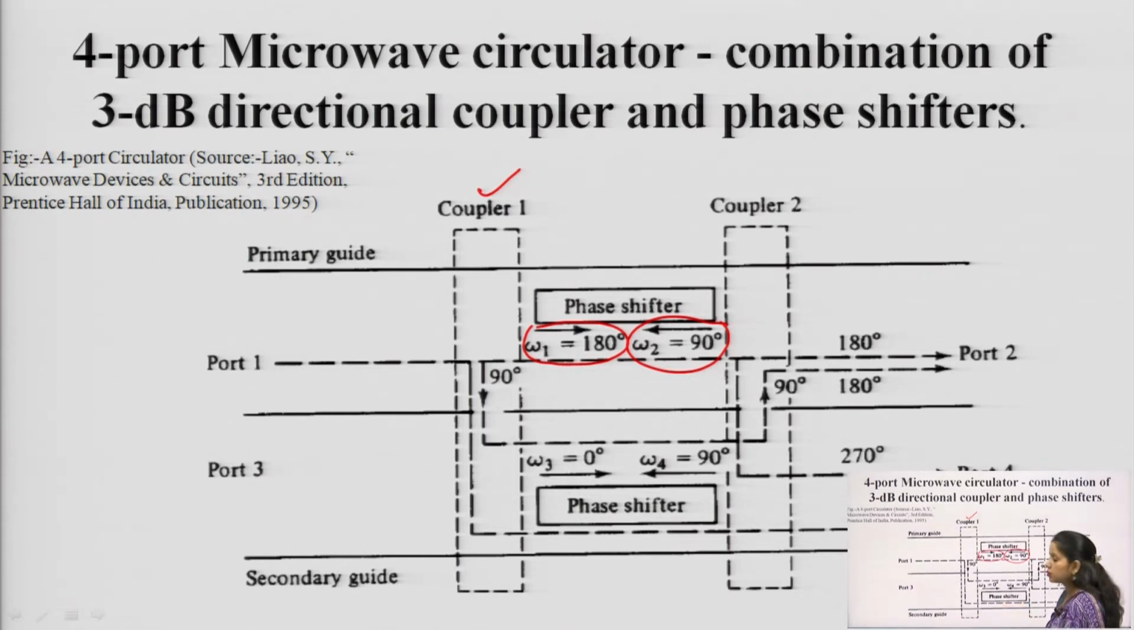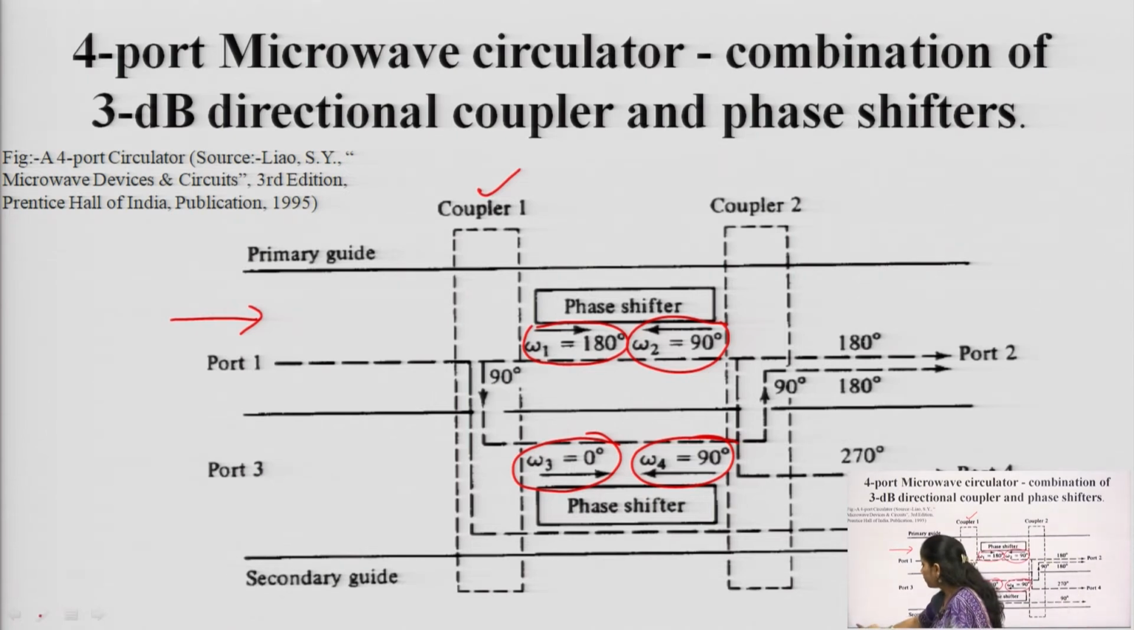And in the secondary waveguide also we have a phase shifter. When the signal goes from left to right, it gives a phase shift of 0 degrees, and when the signal goes from right to left, it gives a phase shift of 90 degrees. So, let us take an example: we are inserting a signal from here. One signal is inserted from here.